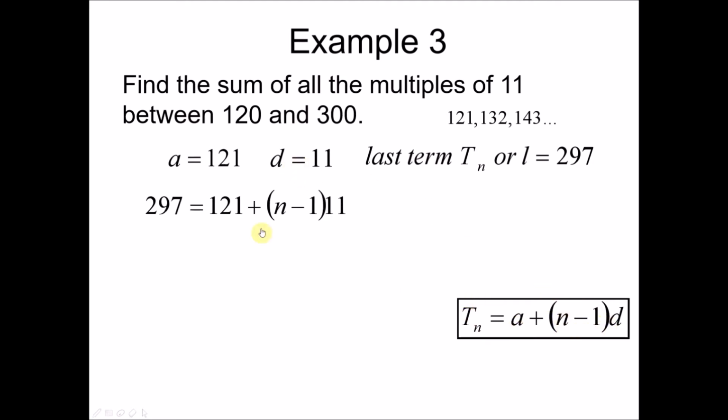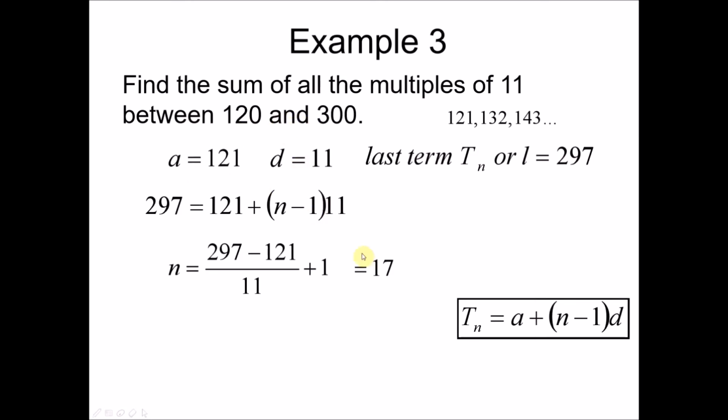Okay, so you see Tn here is 297, a is the first term, which is 121, d is the common difference 11. If we solve this equation, we can find the value of n, which means we know the position of 297. Which term is this? The number of terms, and also the number of terms between 120 and 300. So we solve this, we find that this is 17, which means there are 17 terms altogether. Starting from 121, there are 17 terms, which are the multiples of 11 in between.